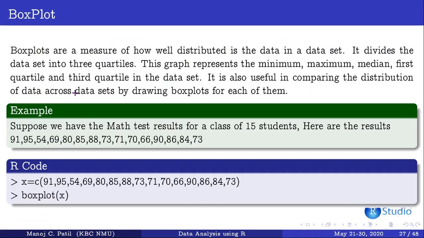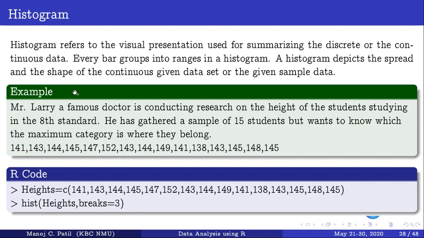Let's move to another plot, the histogram. A histogram refers to a visual representation used for summarizing discrete or continuous data. Every bar is grouped into ranges in a histogram. A histogram depicts the spread and shape of the continuous given data set or the given sample data.